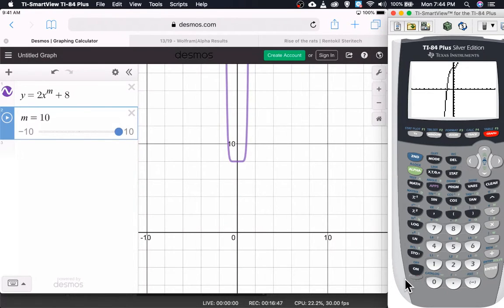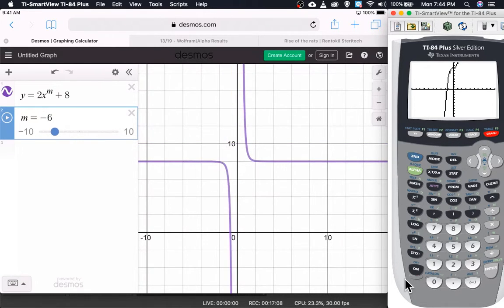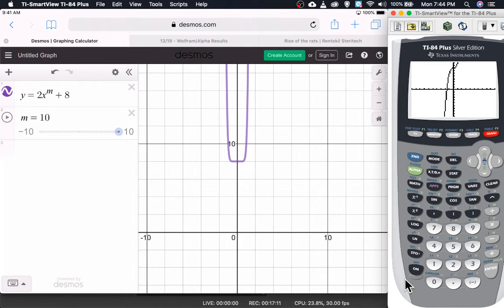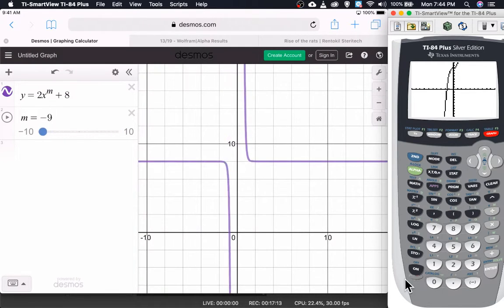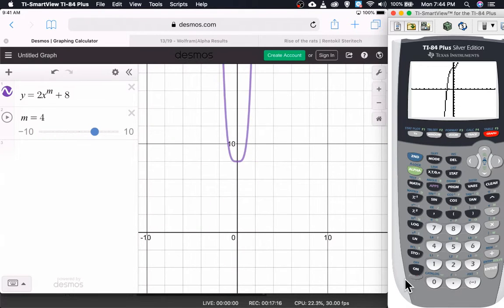Can I see what's happening? It's not a straight line. Going back down from 10 to 1, at 1 it's a straight line. Sorry, 0. I guess 0 is a straight line too. Then going through negative numbers. So it will always be curvy if your exponent on the variable is not 1.